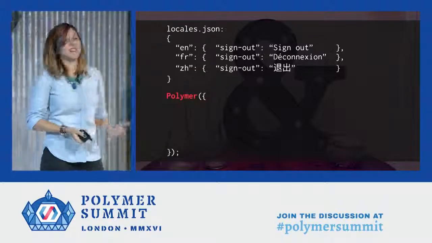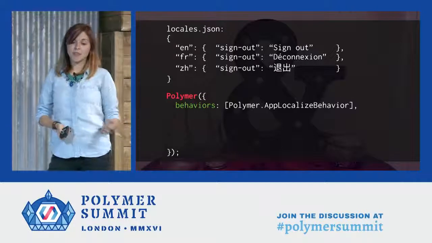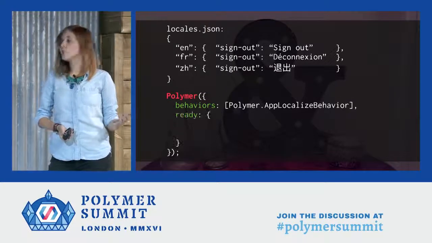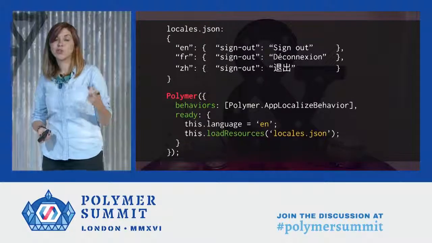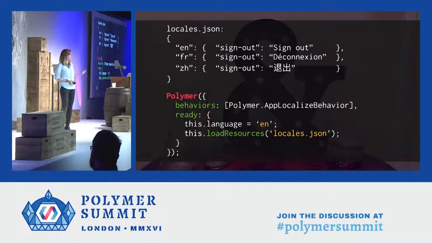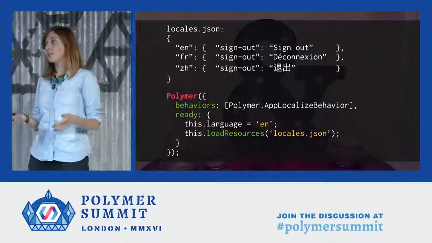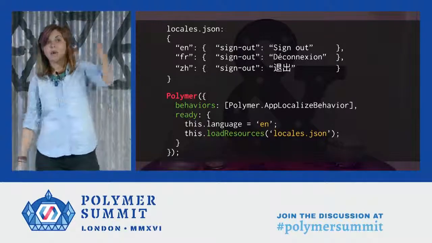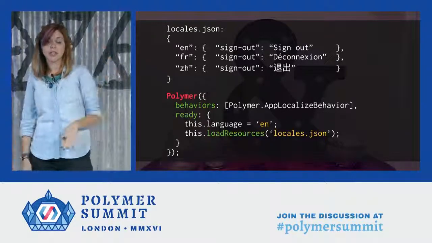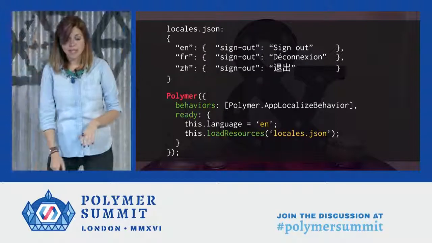And all of this works because of an element. It's called app localized behavior. That's what it does. Its job is to translate stuff for you. It has like two properties. One of them is a language. One of them is a resources object, sorry. And the way you do that is by calling this.loadResources, and you give it a JSON file. If you don't want to use a file, you can actually just type out your JSON object in the element. App localized behavior doesn't care.